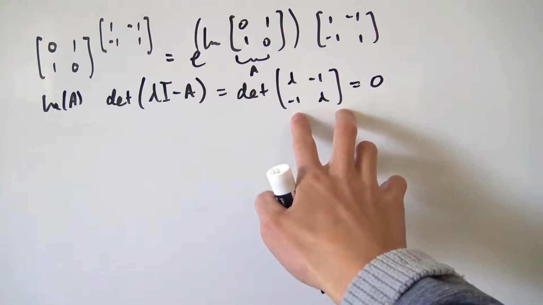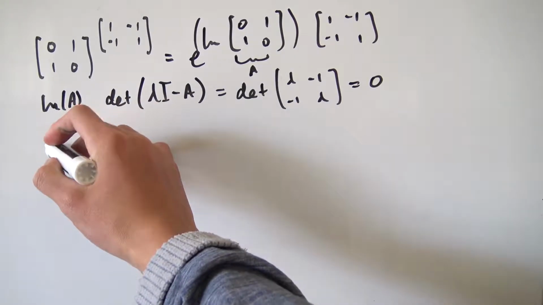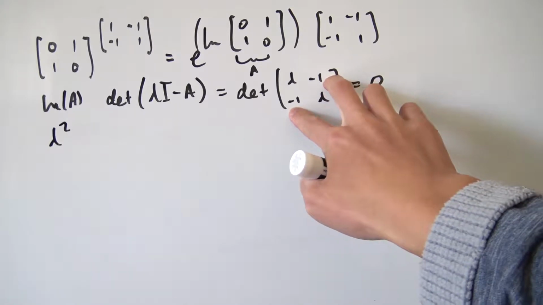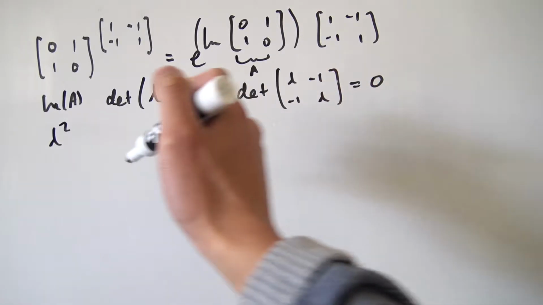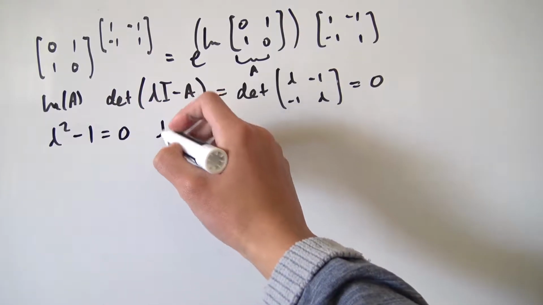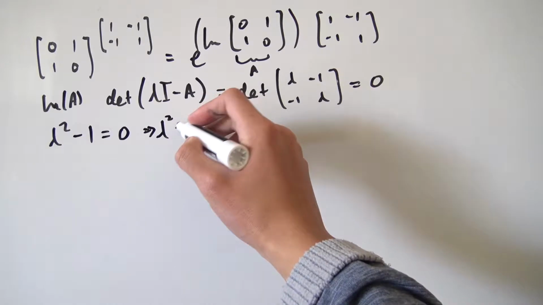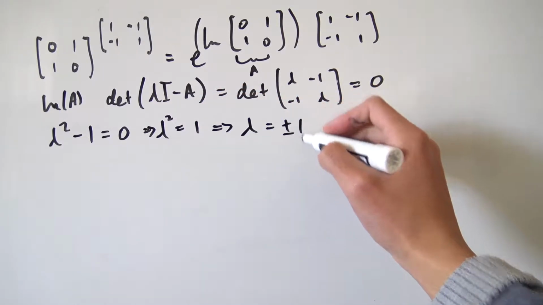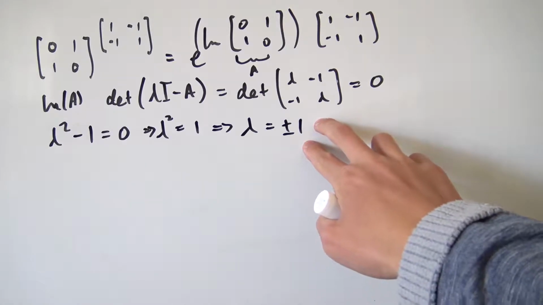While computing the determinant of this, we're just going to get lambda squared minus BC, which is negative 1 times negative 1, which is exactly 1. So subtracting 1 from that, where that equals 0. What that implies is that lambda squared is equal to 1, which implies that lambda is equal to plus or minus 1. So those are our eigenvalues.